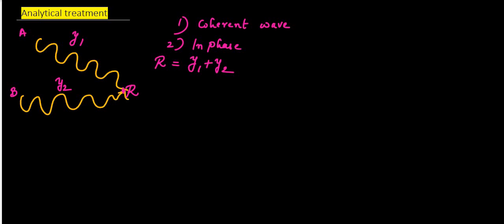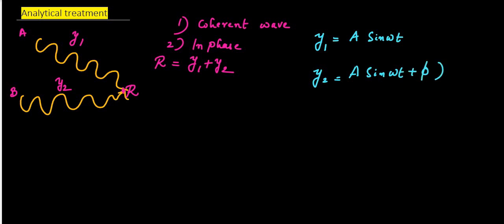Study this in detail. Let y1, the wave from A, be represented as a sin omega t, a transverse wave with amplitude a and angular frequency omega, where t is the time. Then y2, as I told you, these are coherent waves, so they maintain a constant phase difference between each other. So y2 has the same amplitude, the same frequency, and a constant phase difference phi with respect to y1.